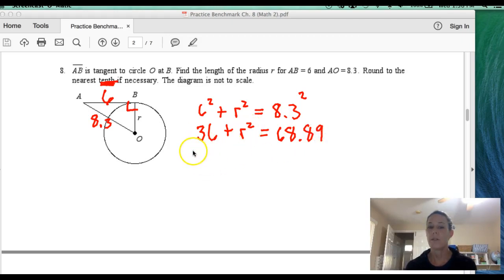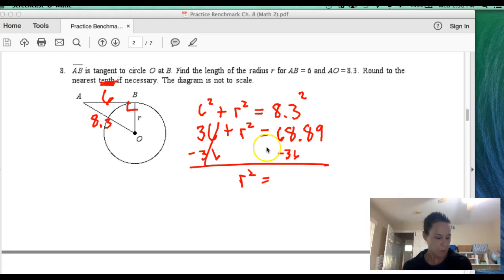All right, now we're going to solve for r squared. Subtract 36 from both sides. And we're going to get r squared equals 68.89 minus 36, which is 32.89. Now we need to solve for r, so we're going to need to square root both sides.